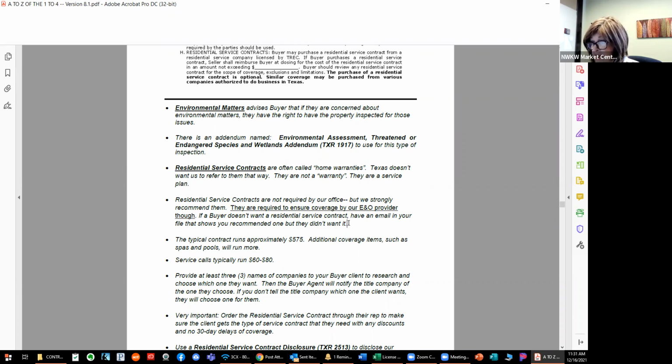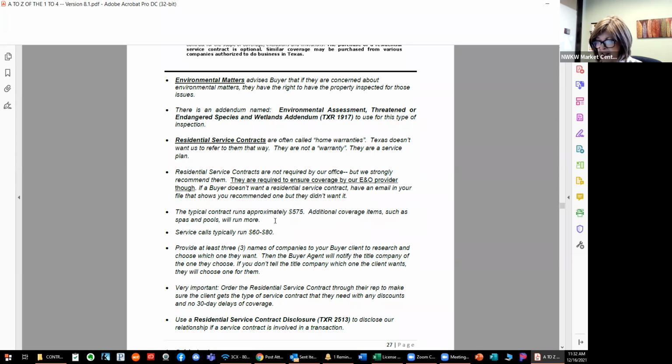Let's see. They are required to ensure coverage by our E&O provider, though. So while we can't demand that you use them, one of our E&O requirements is that we show that a residential service contract was recommended to them. If a buyer doesn't want a residential service contract, have an email in your file that shows you recommended it, but they just didn't want it.